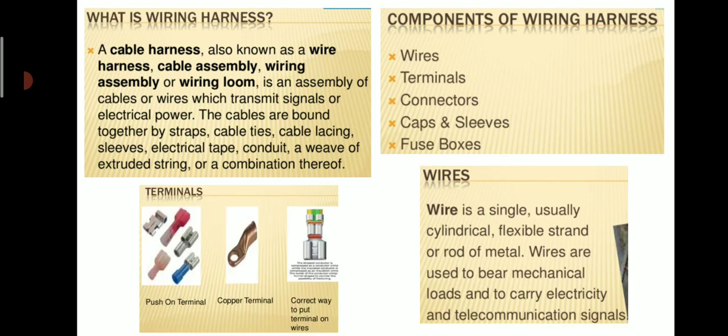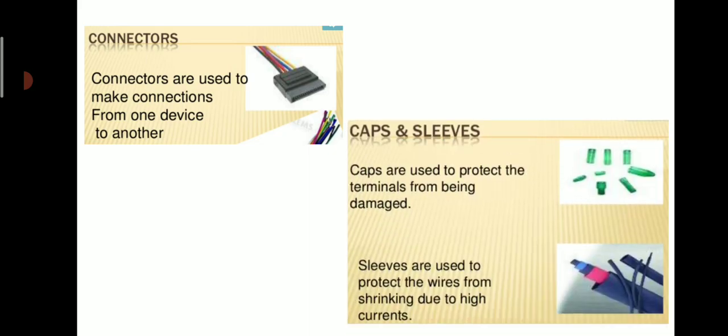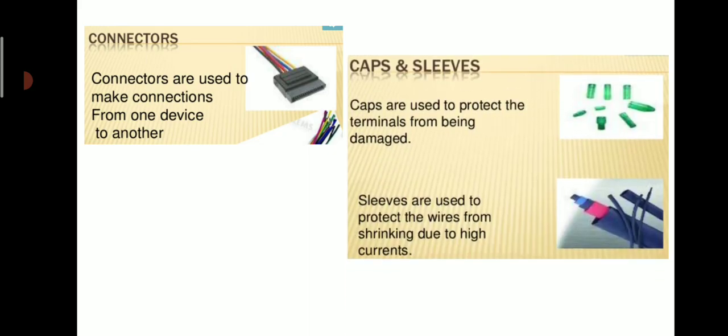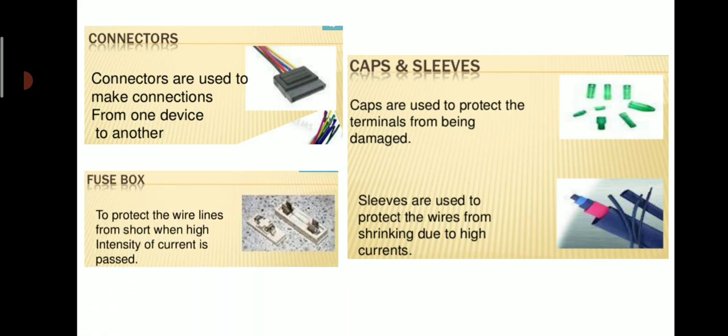So, these are the terminals: push on terminal, copper terminal and the combination of these. Connectors are used to make the connections from one device to another. Caps and sleeves are used to protect the terminal from being damaged. Sleeves are used to protect particularly the wires from shrinking due to high currents. Fuse boxes are used to protect the wire lines from short circuits when a high intensity of current is passed.